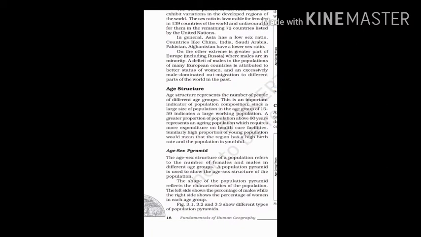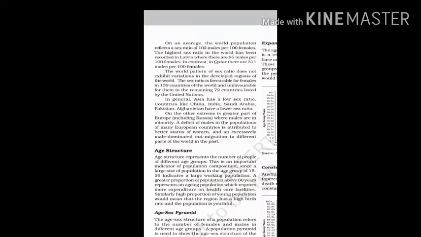The world pattern of sex ratio does not exhibit variations in developed regions of the world. The sex ratio is favorable for females in 109 countries in the world, and unfavorable in the remaining 72 countries listed in the UN. Favorable sex ratio means when there are more females than males, and unfavorable sex ratio means when there are fewer females than males. So I think you have understood it.